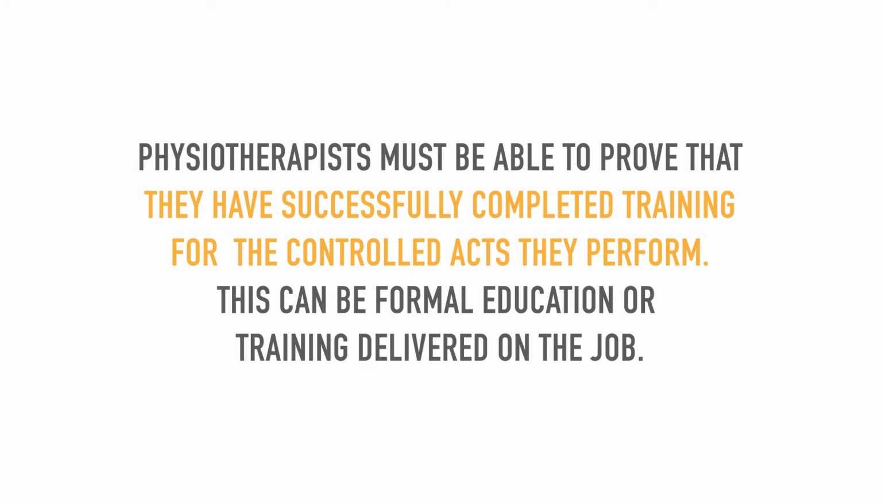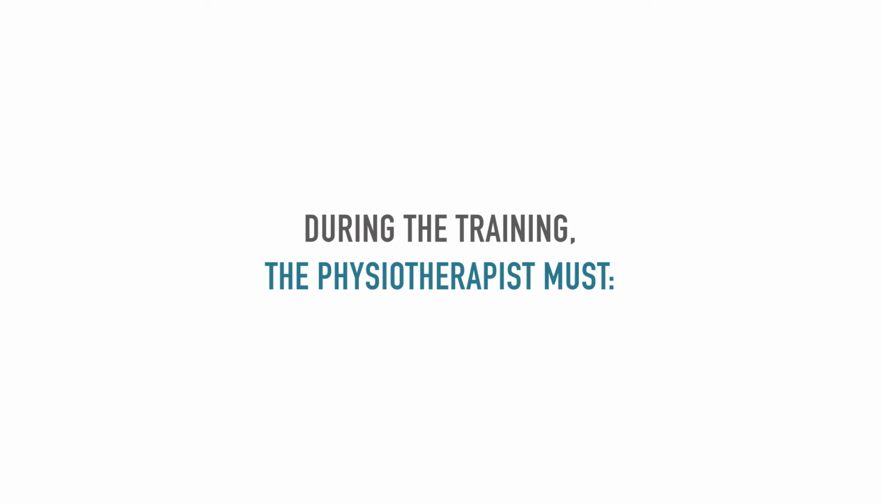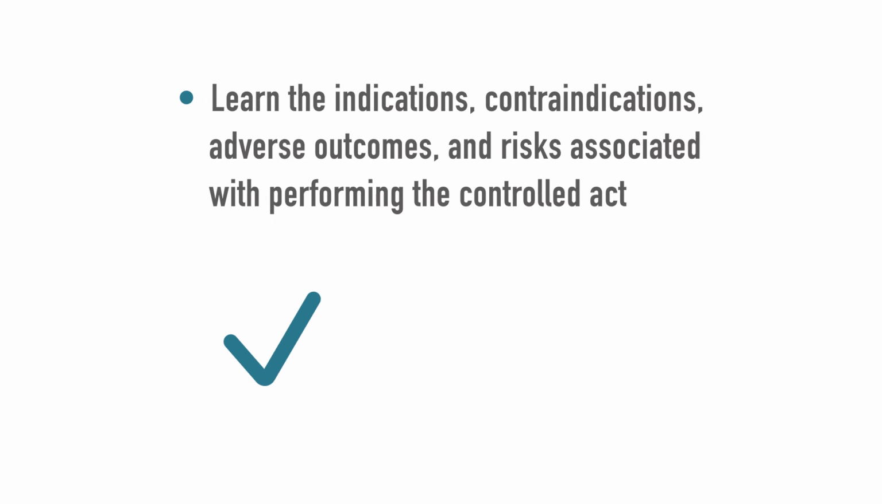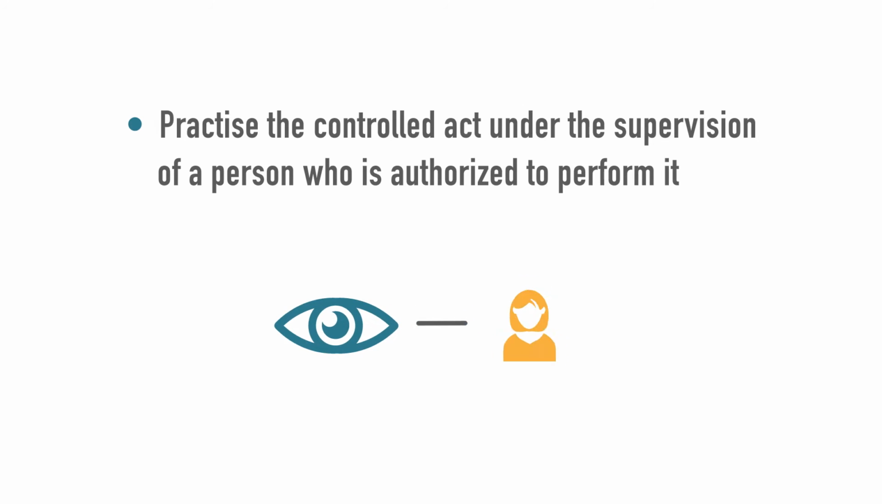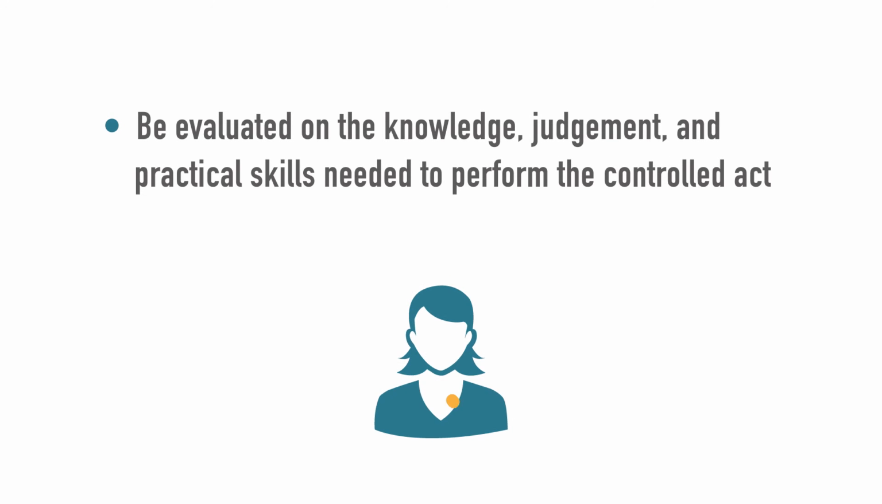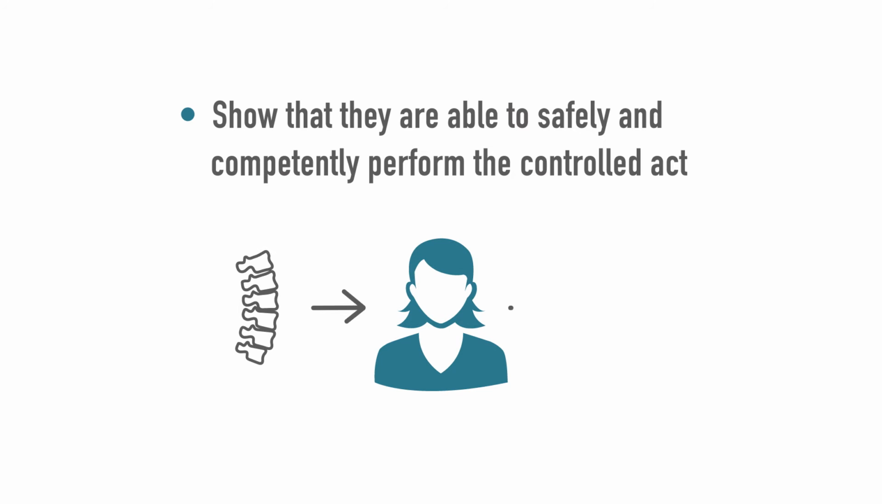Number 2. Education and training. Physiotherapists must be able to prove that they have successfully completed training for the controlled acts they perform. This can be formal education or training delivered on the job. During the training, the physiotherapist must learn the indications, contraindications, adverse outcomes, and risks associated with performing the controlled act. Practice the controlled act under the supervision of a person who is authorized to perform it. Be evaluated on the knowledge, judgment, and practical skills needed to perform the controlled act. And show that they are able to safely and competently perform the controlled act.